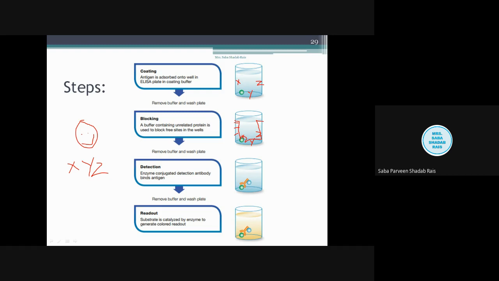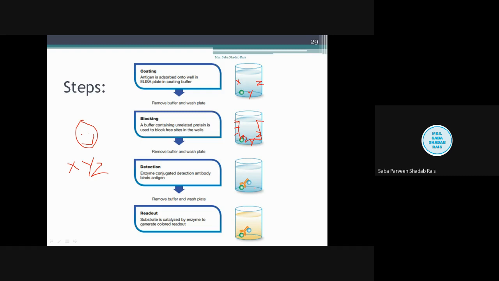Here only one antigen is shown for convenience of understanding, but likewise many antigens will be there, all stuck over it, and the remaining part will be properly covered with the blocking reagent. Now what is going to happen? Again we are going to wash to remove the excess buffer, and after that we will do the detection.